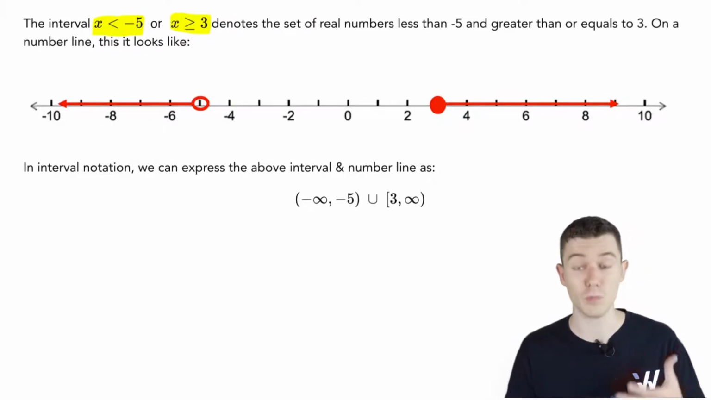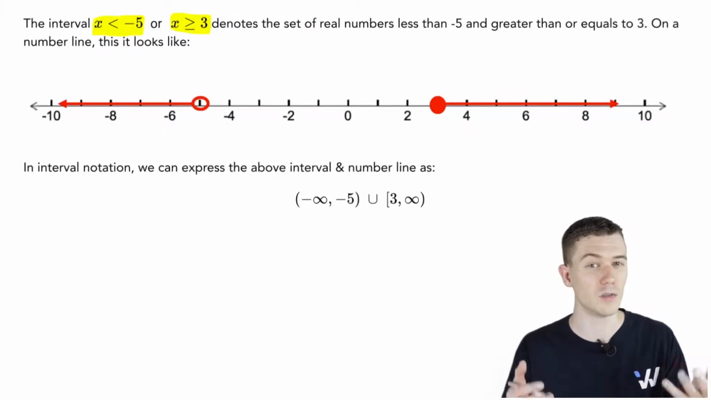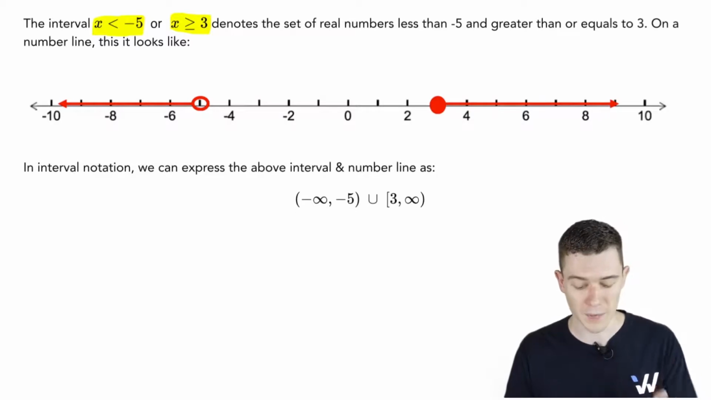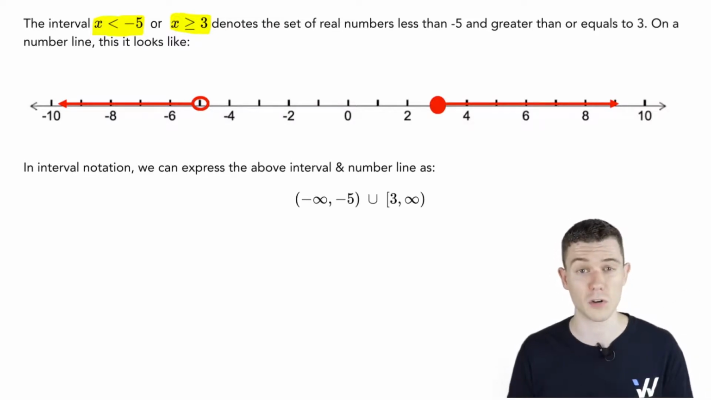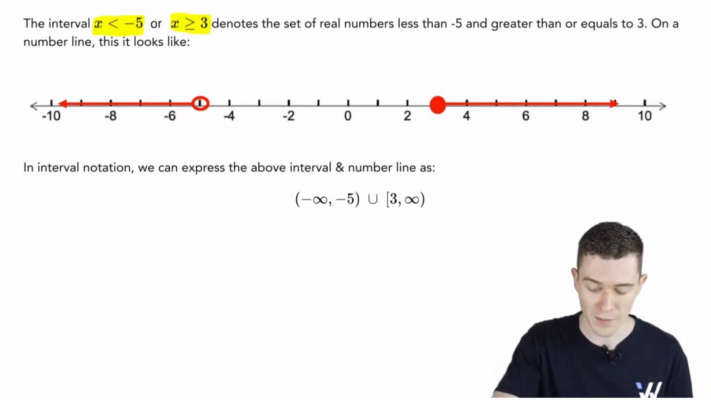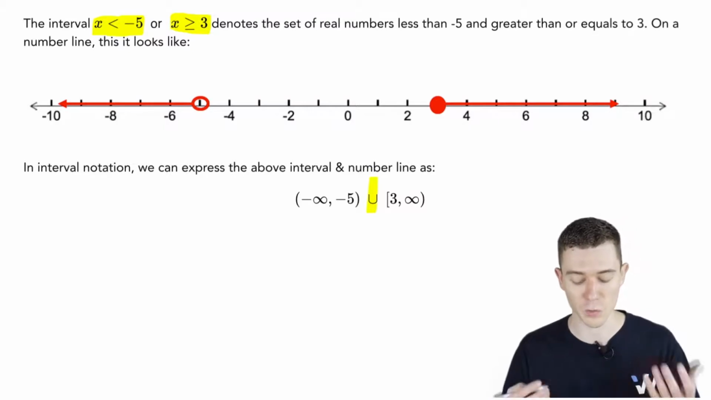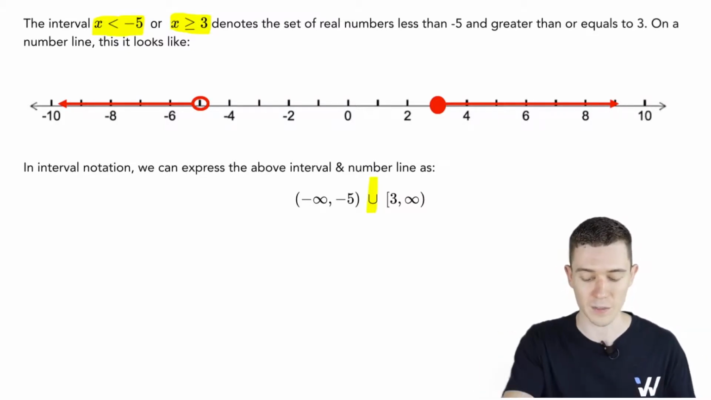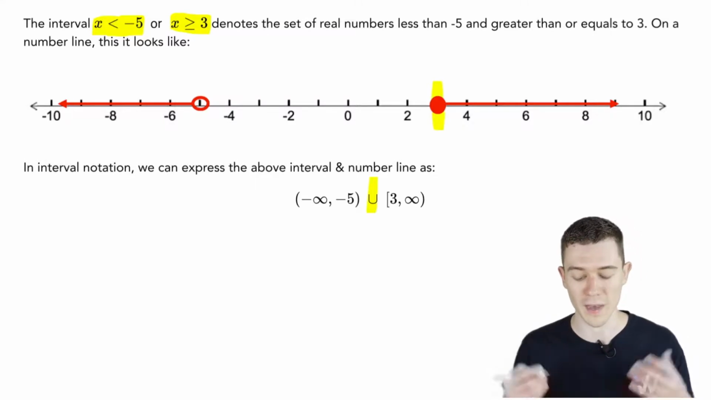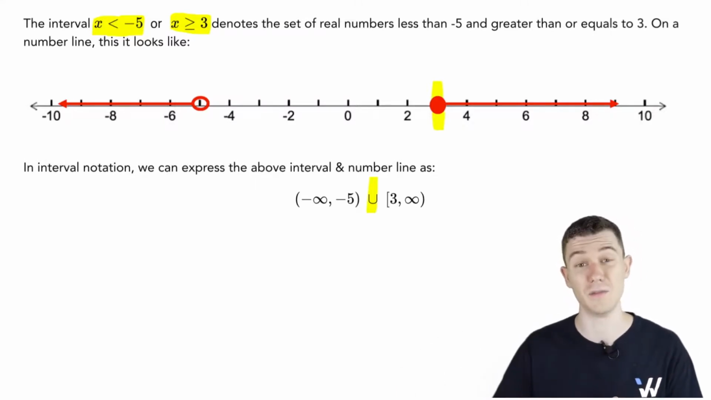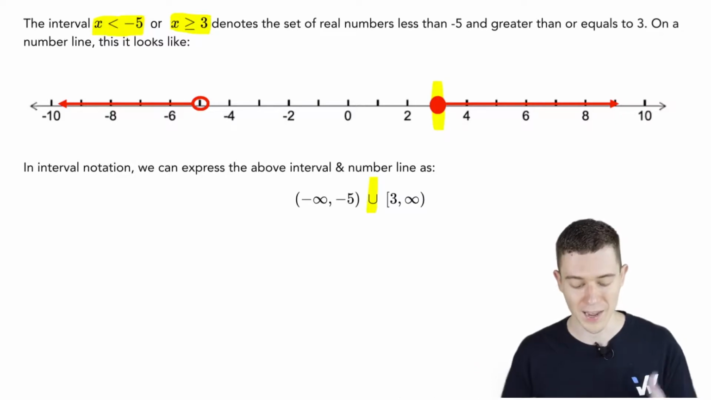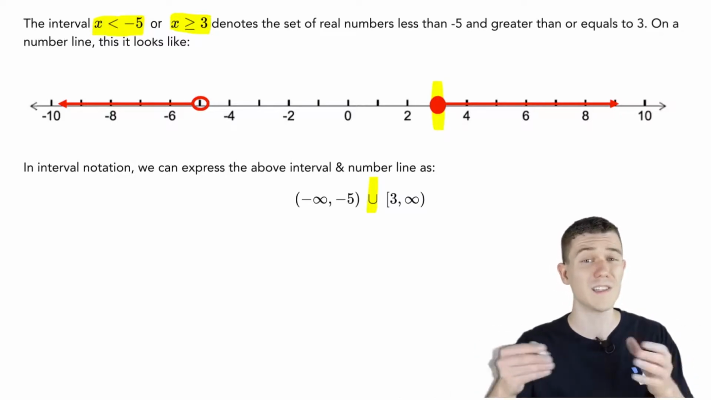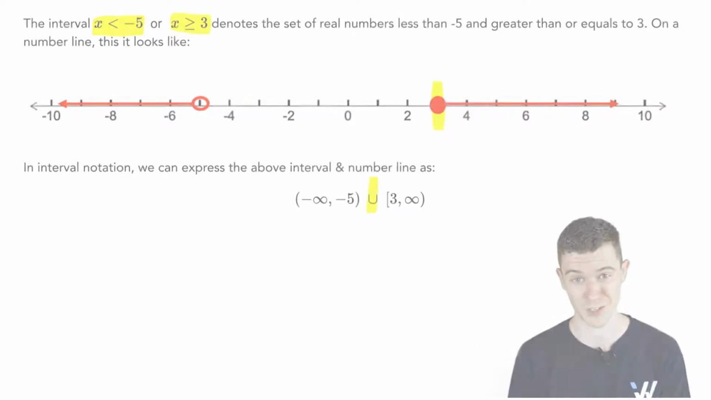Minus infinity, which gets a parenthesis because we never use brackets around infinity, up to -5 with a parenthesis. That -5 gets a parenthesis because it was an open circle on our number line. And then we have that U for union, so we can describe both of these at the same time. Bracket 3, that's because our 3 was included with that closed circle, comma, infinity, goes forever to the right. That's how we use unions, and that's your introduction to interval notation.